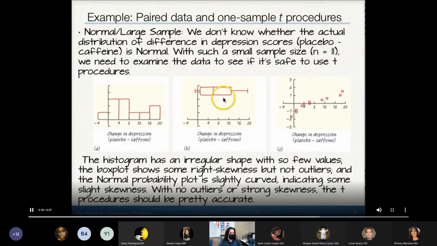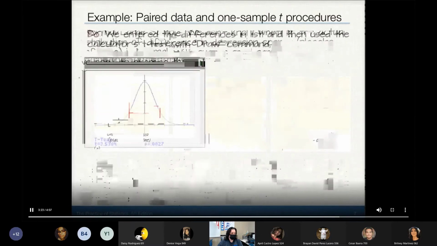The box plot shows a little bit of right skewness, but no outliers here. And the normal probability plot is slightly curved, indicating there is some slight skewness. However, with no outliers and no strong skewness, the t procedure should be pretty accurate.